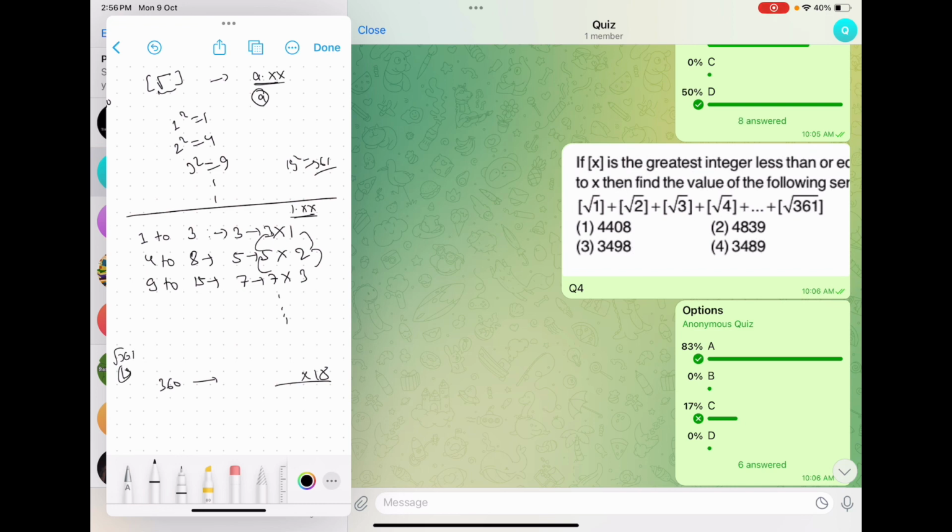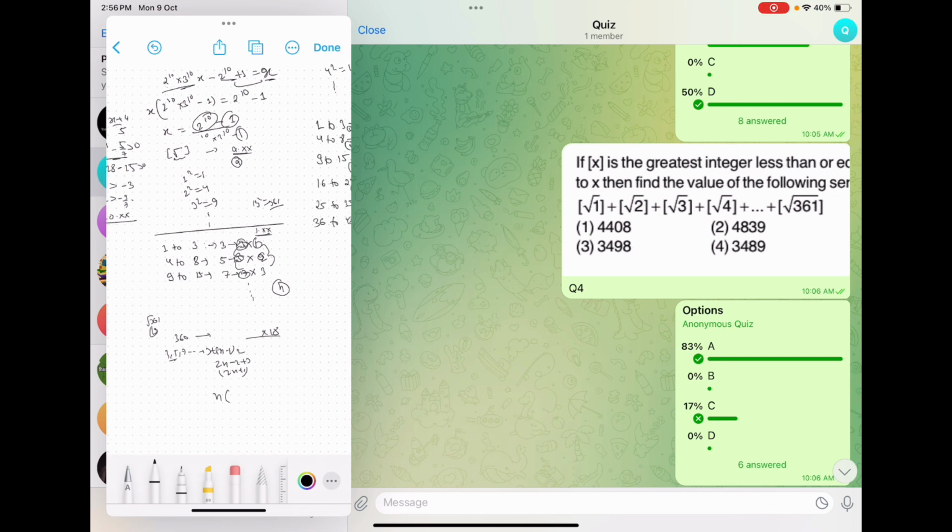So just find the nth term. This is 3, 5, 7, and this is 1, 2, 3, which will be n only. So just write n over here. For 3, 5, 7, this will be 3 plus n minus 1 into the common difference 2. So this is 2n minus 2 plus 3, so this is 2n plus 1. So the nth term will basically be n into 2n plus 1.